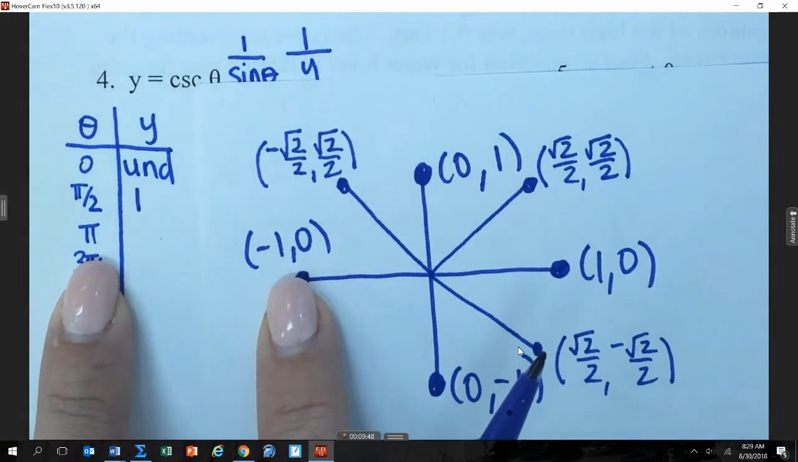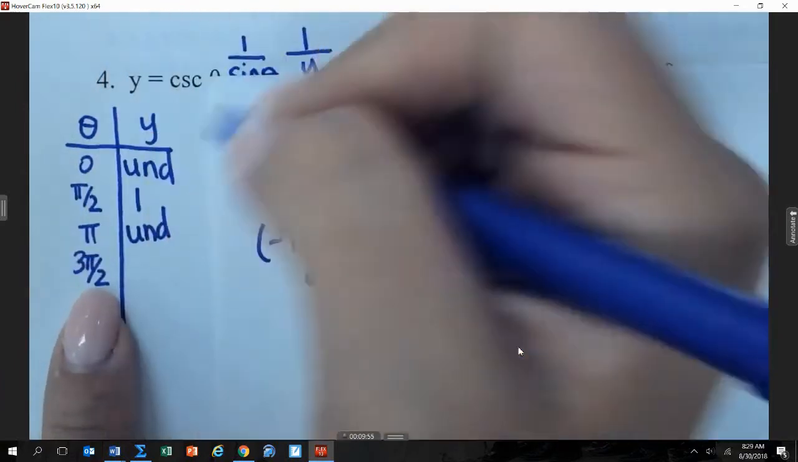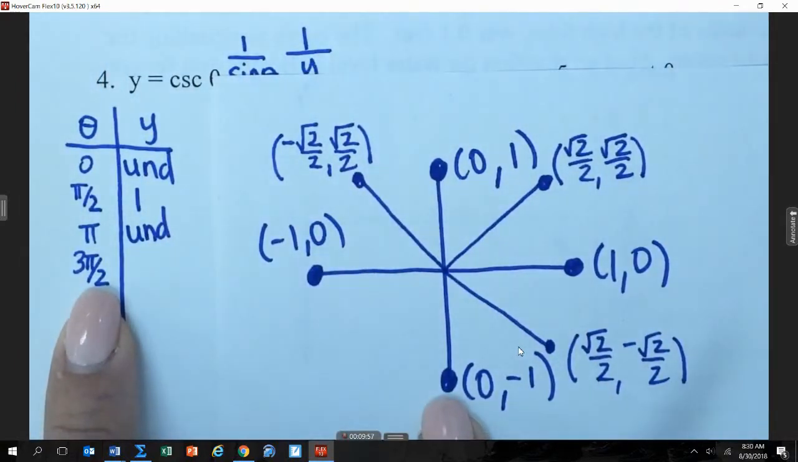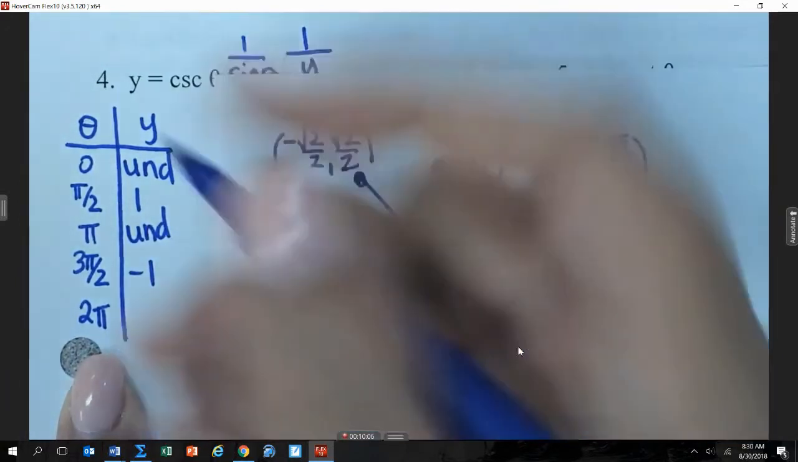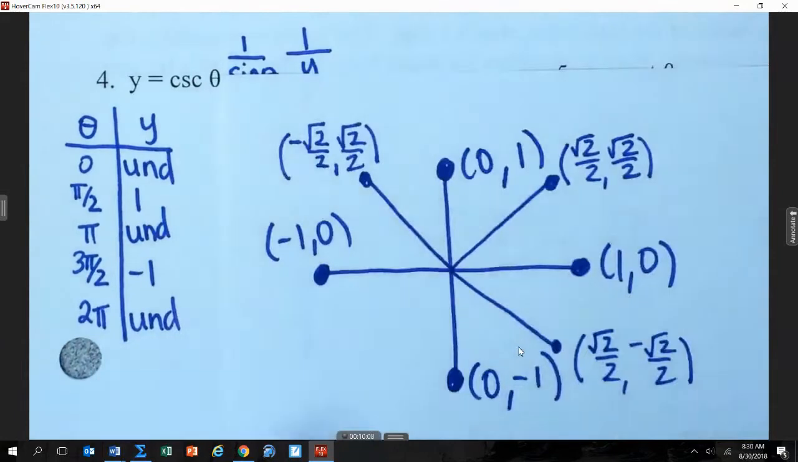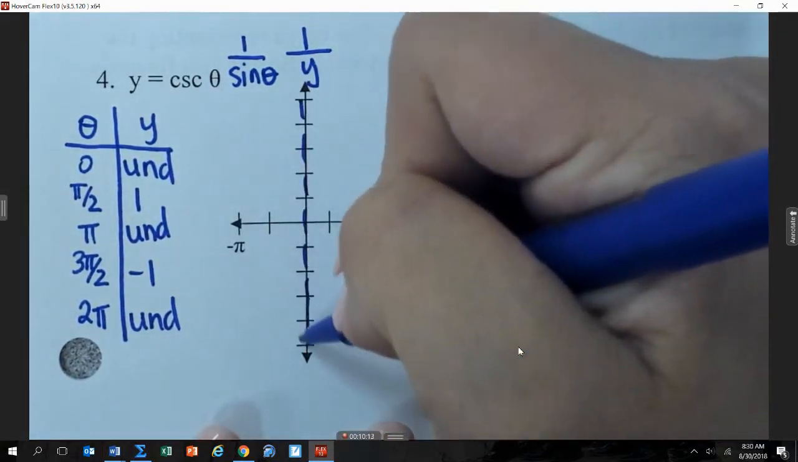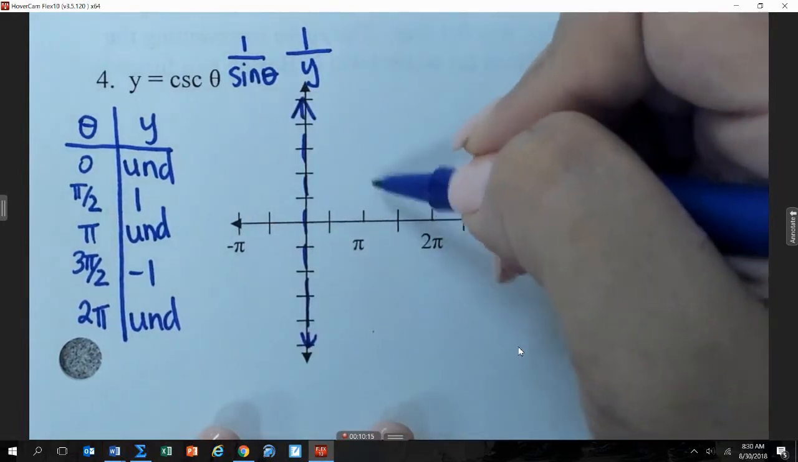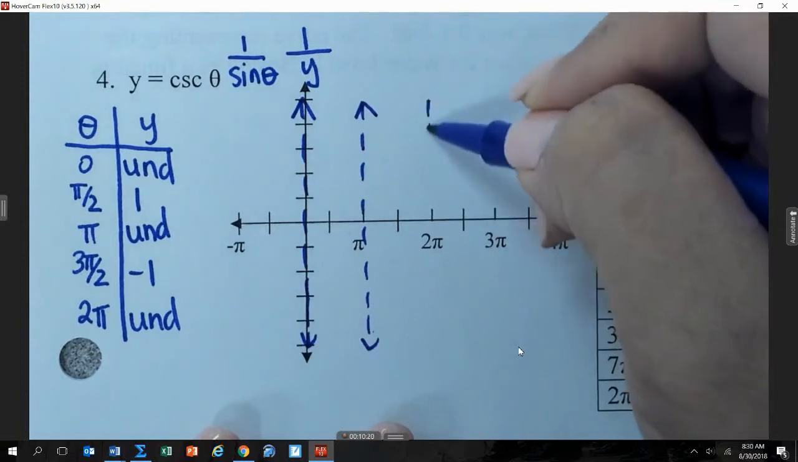Okay, at pi, what's 1 over y? Let's see, let's come up, Jared. Go ahead and give me that. What's 1 over y at pi? Undefined. Great. 3 pi over 2. Jake, what would that be? 1 over y. Negative 1. Great. And at 2 pi, 1 over 0. Again, that would be undefined. Great. So again, let's graph our asymptotes. Everywhere it says undefined, so that's going to be here, here, and at 2 pi.